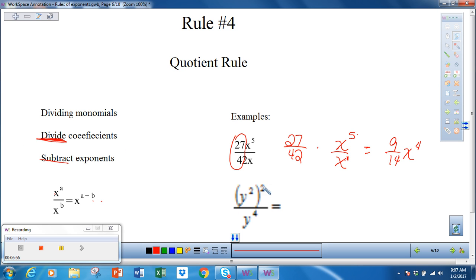Okay? For this one, we have to do power to a power first. So we get y to the 4th over y to the 4th. And when we subtract this, we get y to the 0, which brings us to a rule which we're going to talk about later, is 1. But we still subtracted those exponents, so this is 4 minus 4, which is 0.